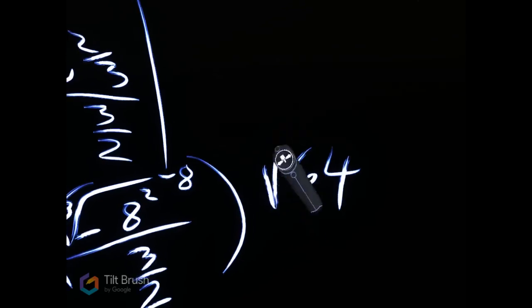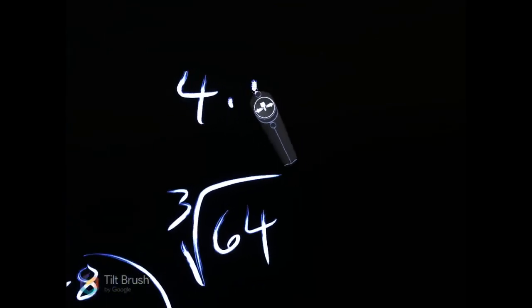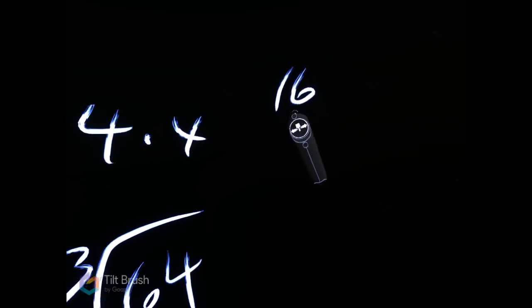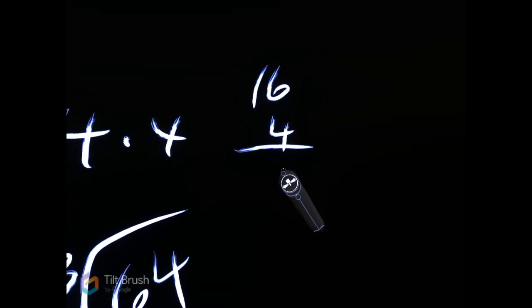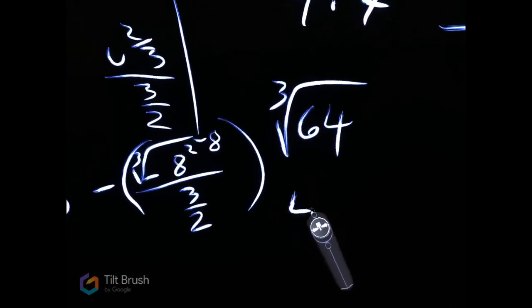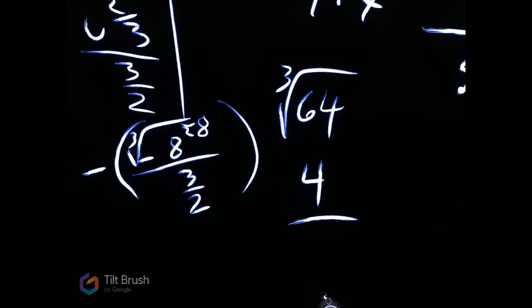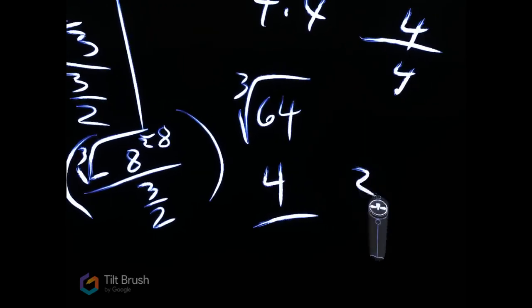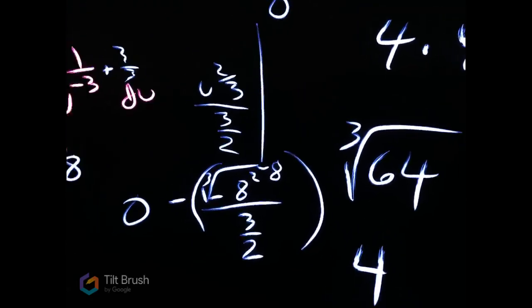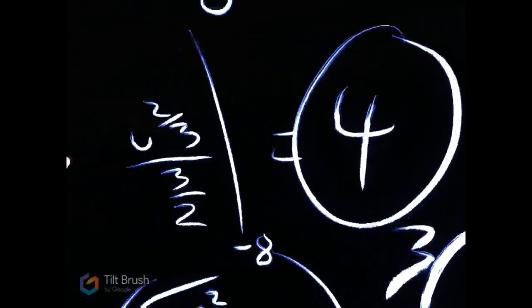So we have 64. What is the cube root of 64? 4 times 4 times 4, right? 16 times 4, what is it? It's 24, carry the 2, yeah, that's 64. Nice. So we have a 4 over, so we have 8 over 2, so we have 4. So that's the answer. Boom.